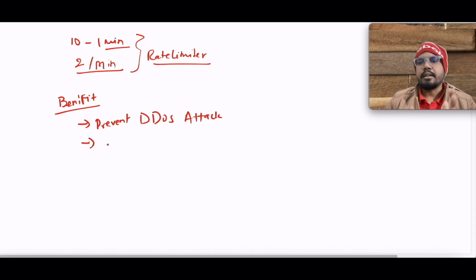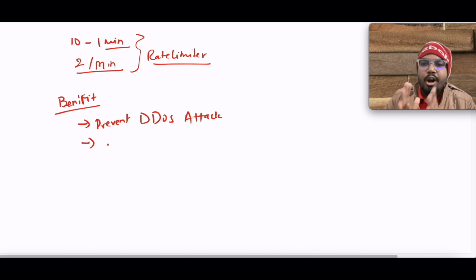The second benefit is that it reduces the cost. Suppose a company is using a third party API and pays on an hourly basis for those APIs. In this condition we need to limit the requests, so the cost will be reduced. So the second benefit is reducing the cost.